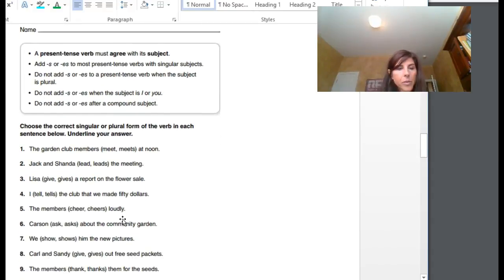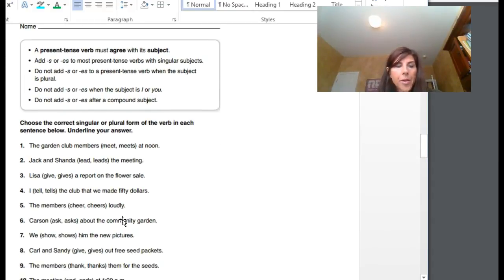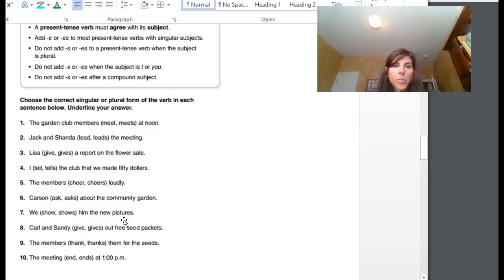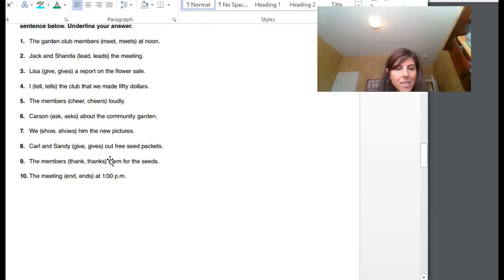The next one are agreements for present tense verbs, agreements with its subject. If you look through them, the garden club members meet or meets at noon. And we want present tense. The garden club members meet at noon. A lot of times you can read through it and you can see what makes the most sense there.